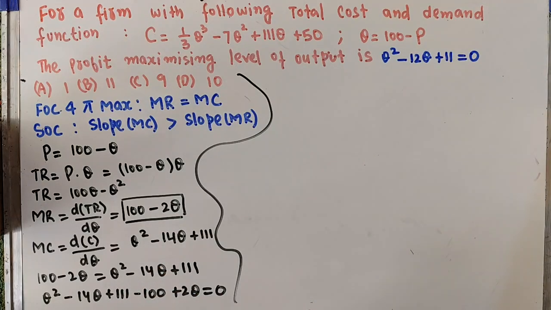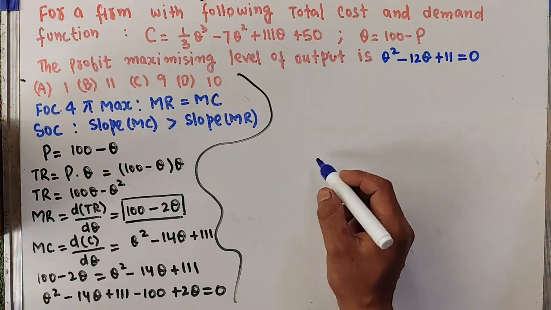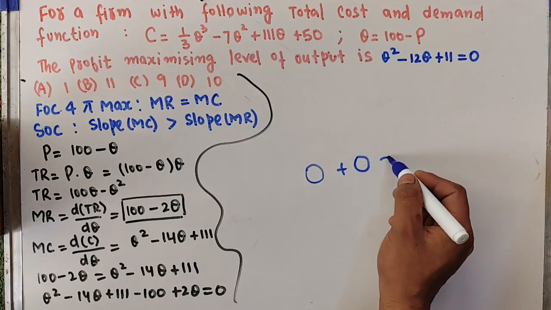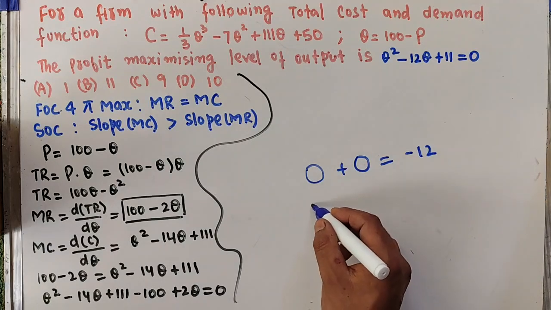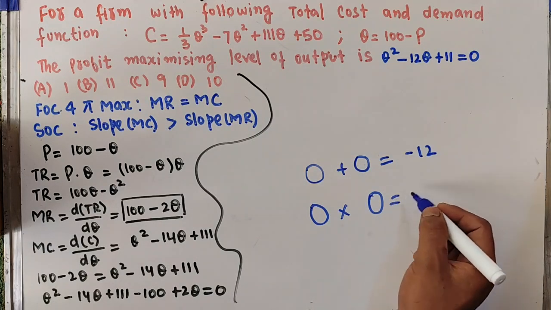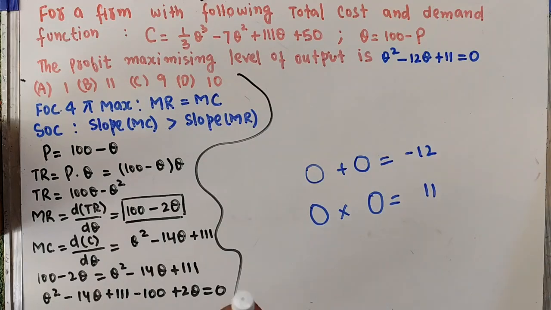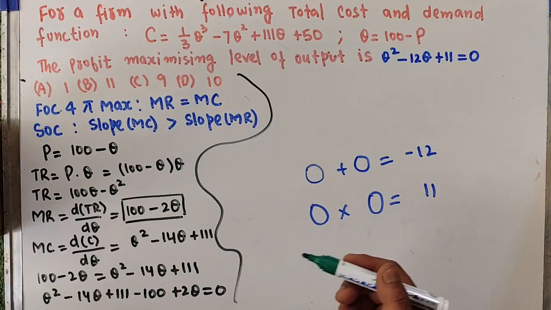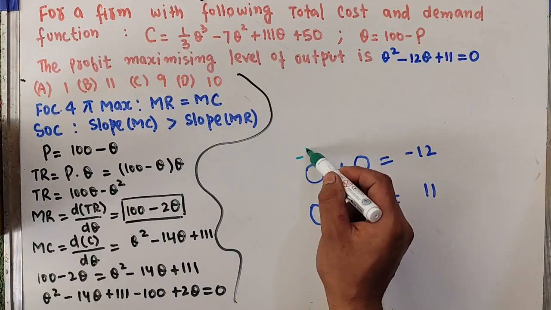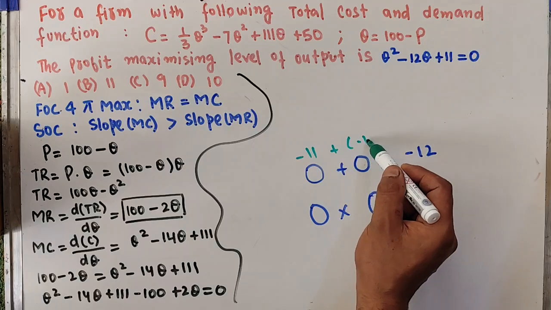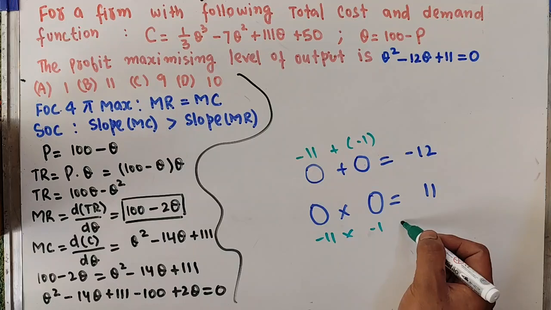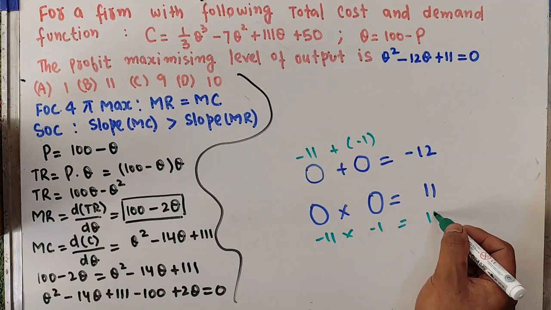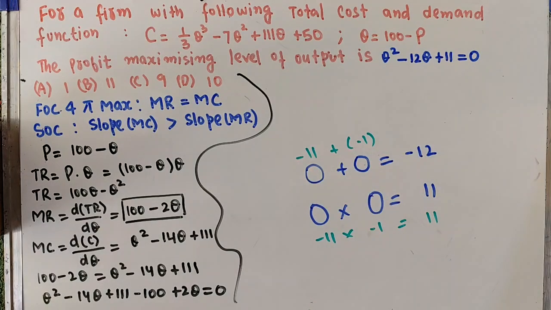We can solve this by splitting the middle term. That means the sum of two numbers should be equal to the coefficient of the middle term, which is minus 12, and the product of the same two numbers should be equal to the constant term, which is 11. You can use the trial and error method. Doing the guess, can we write minus 11 plus minus 1? Minus 11 plus minus 1 is minus 12, and minus 11 into minus 1 is plus 11. So minus 11 and minus 1 will satisfy the given relationship.